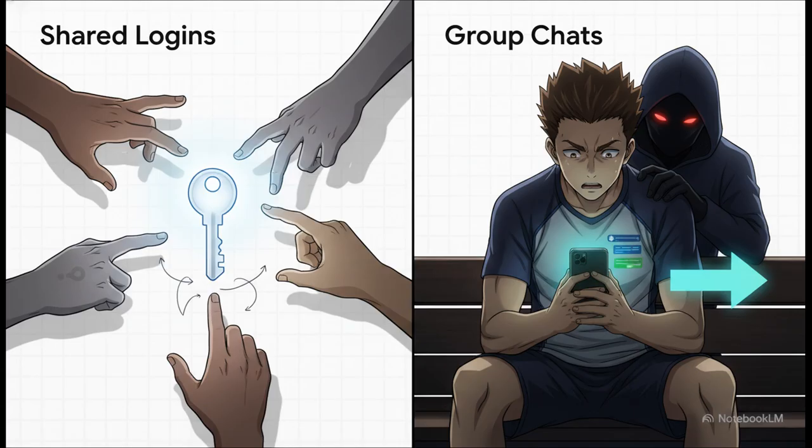Well, let's start with the obvious ones. Shared accounts and group chats. When the whole team uses one login for an app, if something gets leaked from that account, you have no idea who did it. There's zero accountability. And those team group chats we all live in, a sensitive file can get forwarded in a split second or just seen by someone looking over a shoulder.